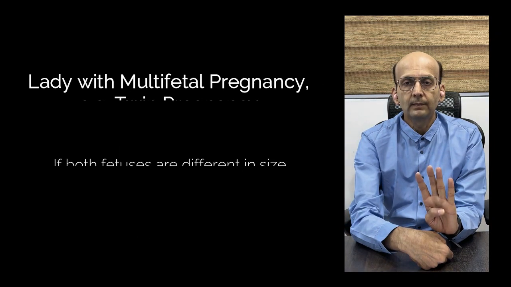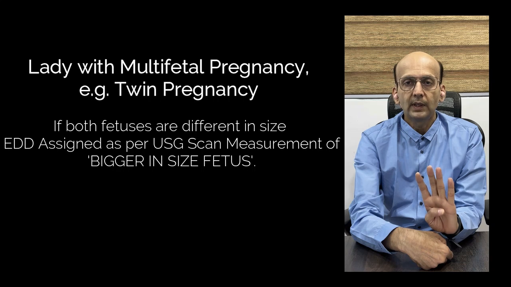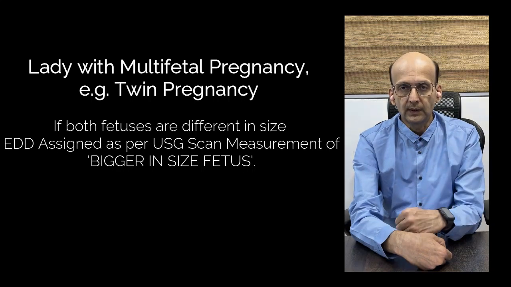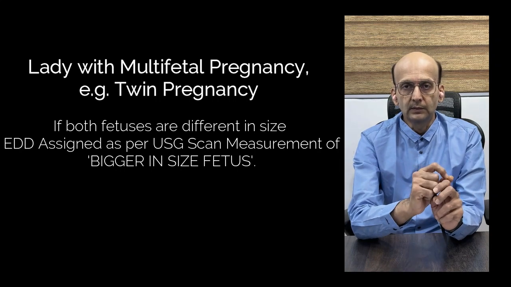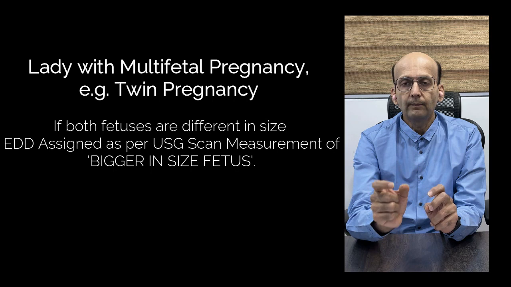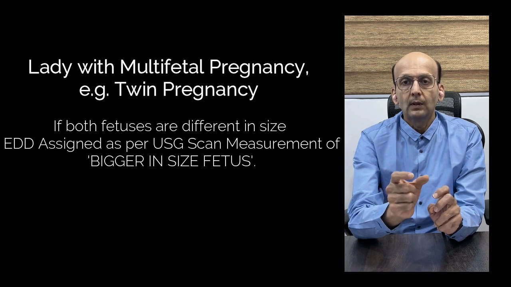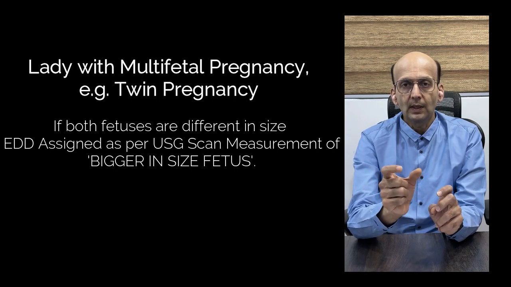Now the fourth group. A patient who is having a multifetal pregnancy, say twins pregnancy, and the measurements of both the fetuses are different. Now, the EDD should be calculated as per the bigger size fetus, and that EDD should be assigned.